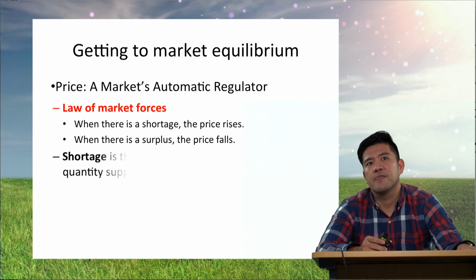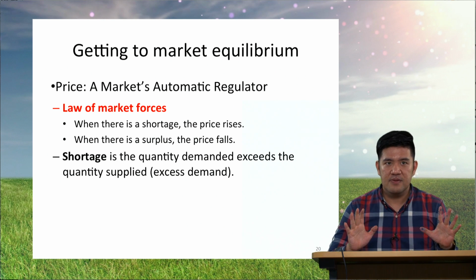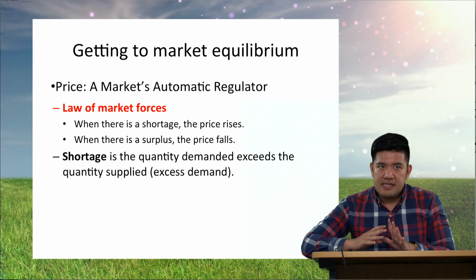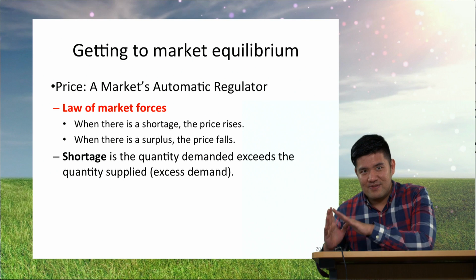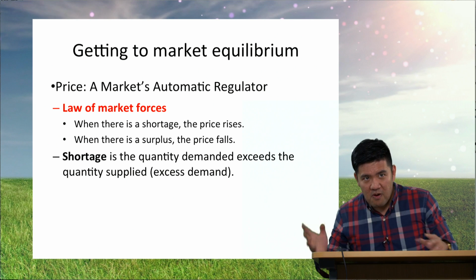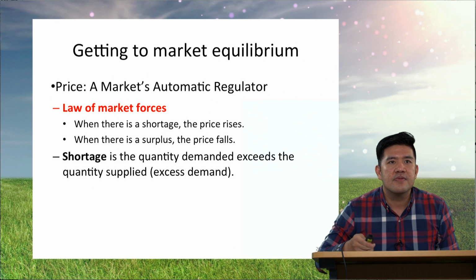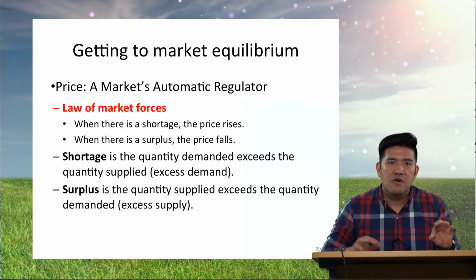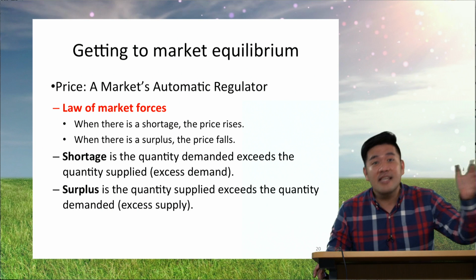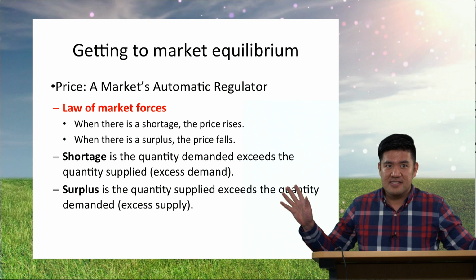Alright? Shortage is the quantity demanded exceeding quantity supplied. Alright? Shortage. Quantity demanded is more than quantity supplied. Excess demand. Surplus. Quantity supplied exceeds the quantity demanded. Excess supply.